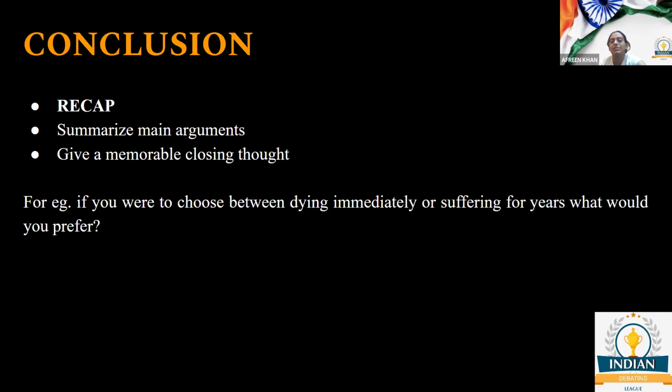So something that basically makes people understand as to, there's a need for you to think about this issue, and something that makes people understand that they did not just hear an inspiring speech, but they're also supposed to act after it, right? So, for example, if you were to choose between dying immediately or suffering for years, what would you prefer? So, you're making the audience think. Now, can anyone tell me what's the relevance of this sentence?